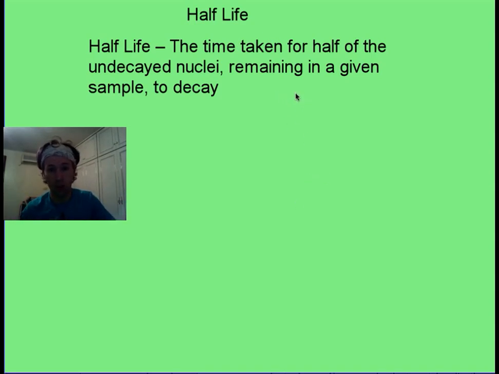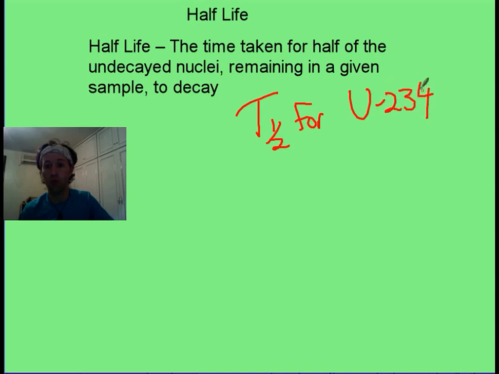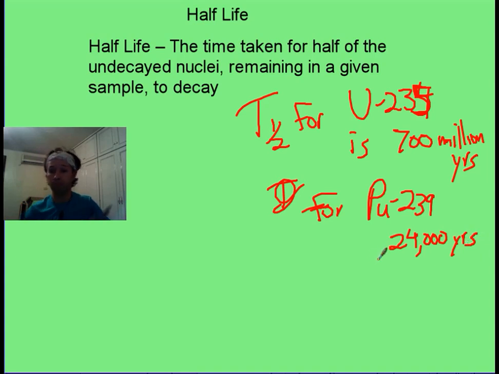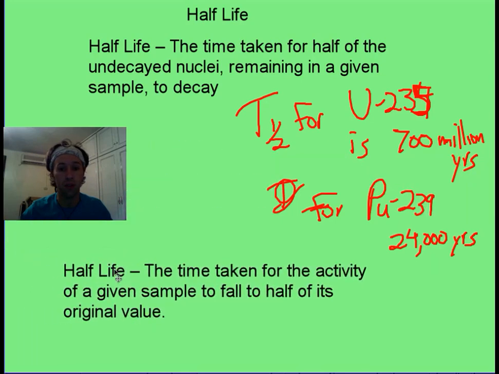It just so happens that the half-life, T 1/2, for uranium-235, not 234, is 700 million years. It's a long time. For another famous nuclear substance, plutonium-239, that's much shorter. That's only 24,000 years.